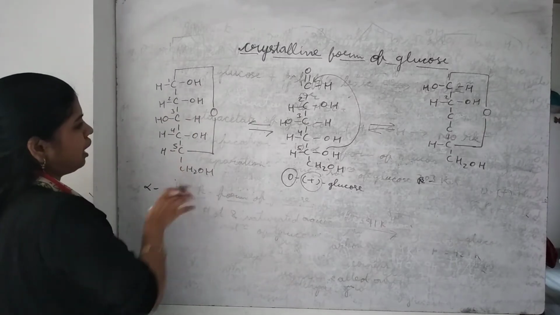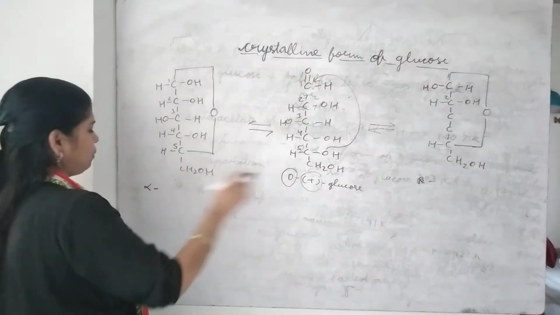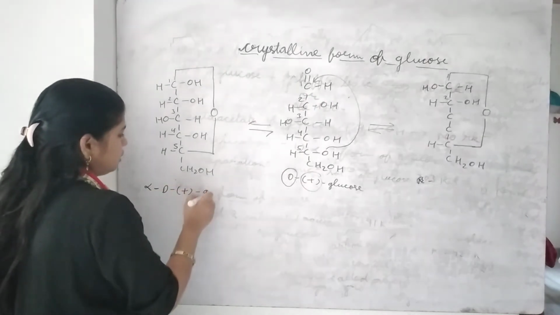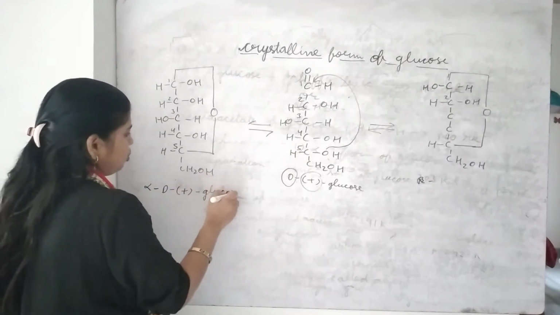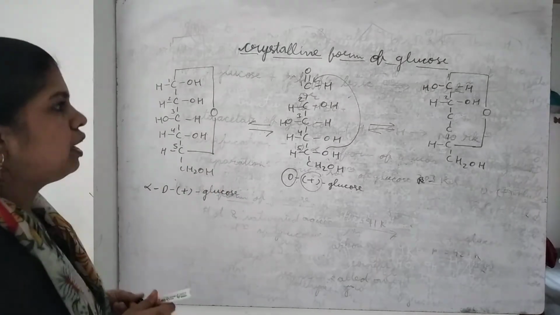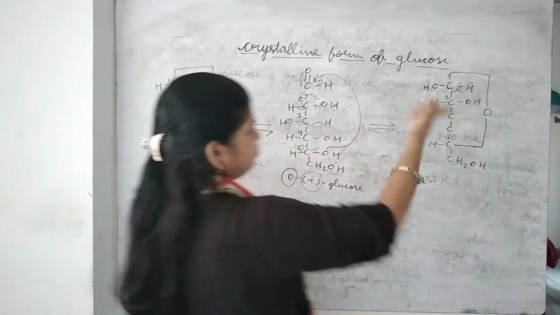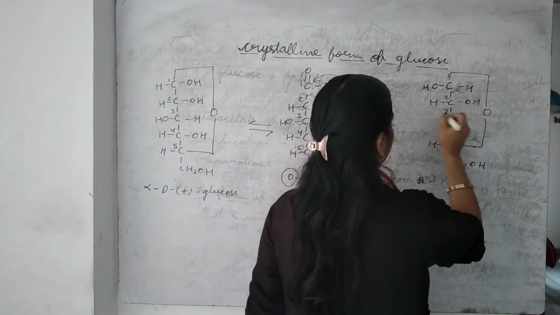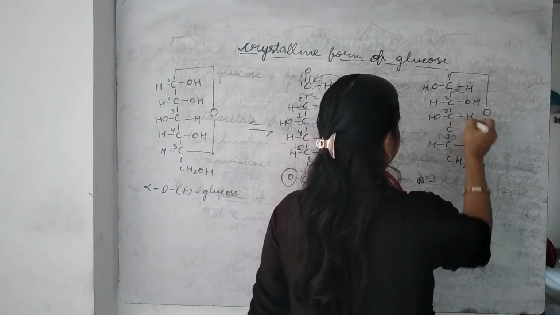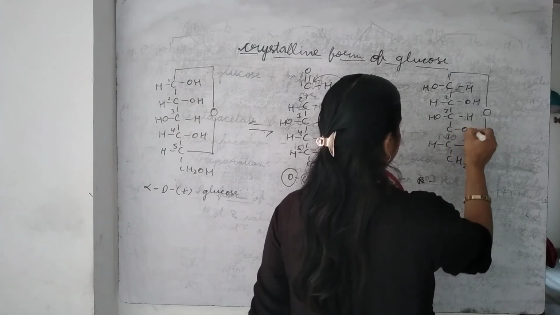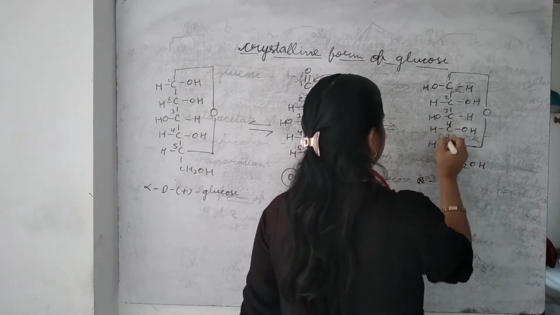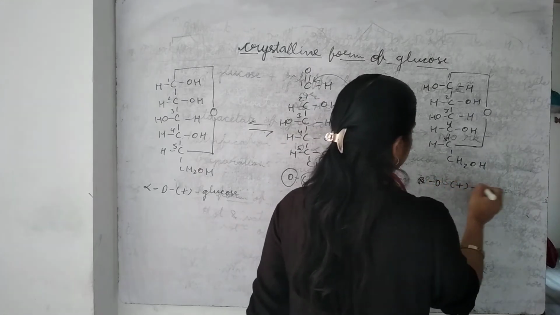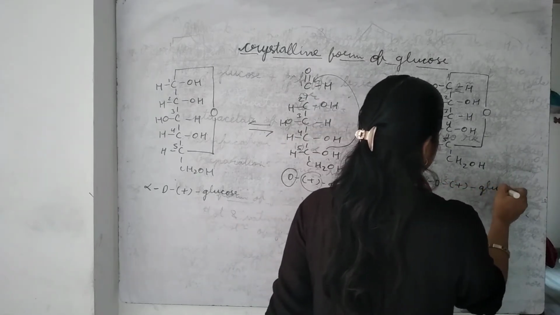So this is alpha form of D plus glucose. It is called alpha D plus glucose. And now over here, just like that only, on third carbon atom, OH will be arranged alternately and then OH will be on right hand side at fourth carbon atom. This is fifth one. It is called beta D plus glucose.